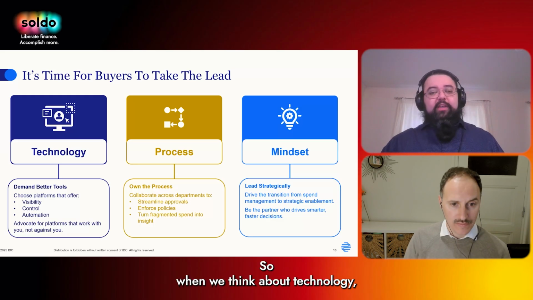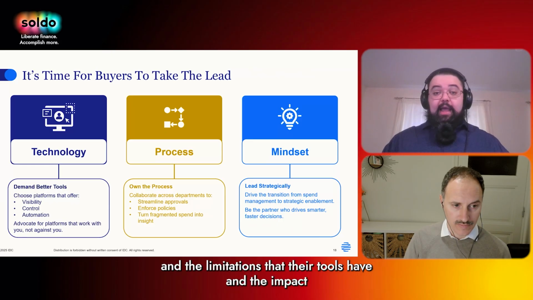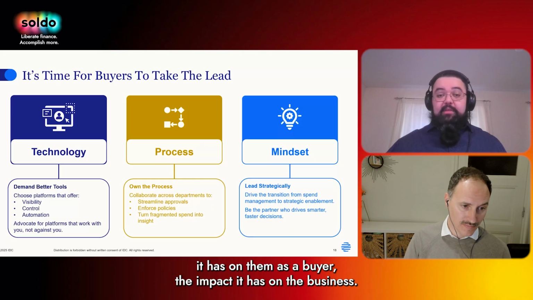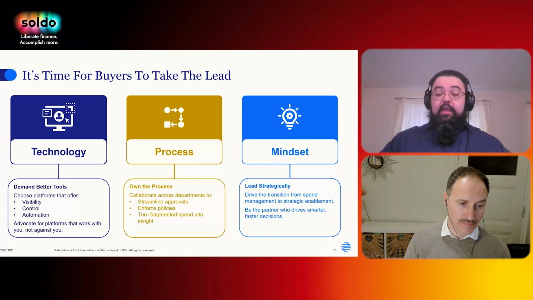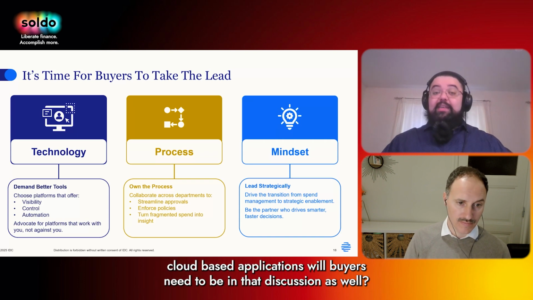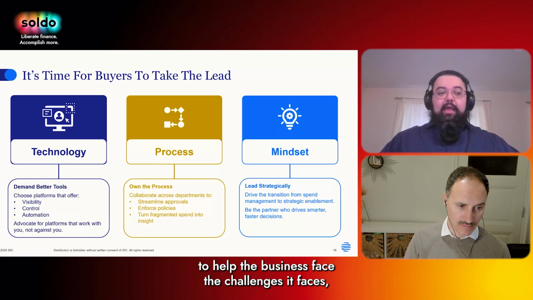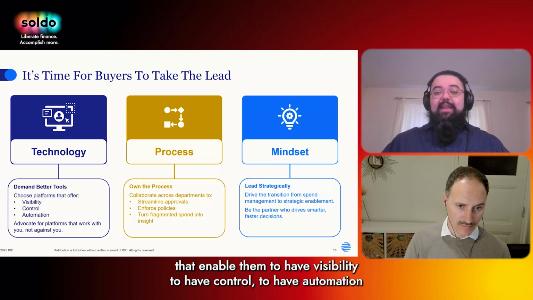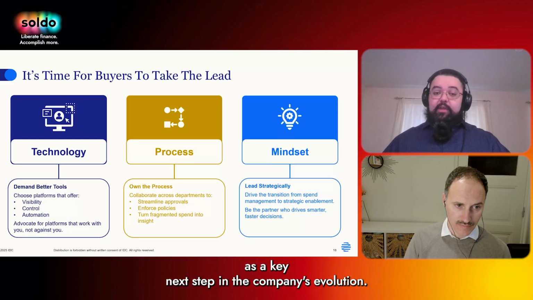So, when we think about technology, the reality is that buyers know better than anyone how bad their tools are, the limitations that their tools have, and the impact it has on them as a buyer and on the business. So it's essential that buyers take the lead in demanding better technologies. As you see everyone else getting all this investment in AI and new cloud-based applications, well, buyers need to be in that discussion as well. They need to have the tools that enable them to help the business face the challenges it faces, that enable them to have visibility, control, and automation, and advocate for those platforms as a key next step in the company's evolution.